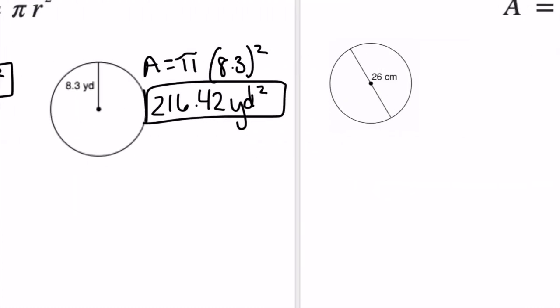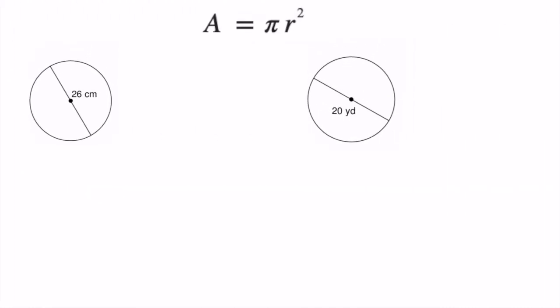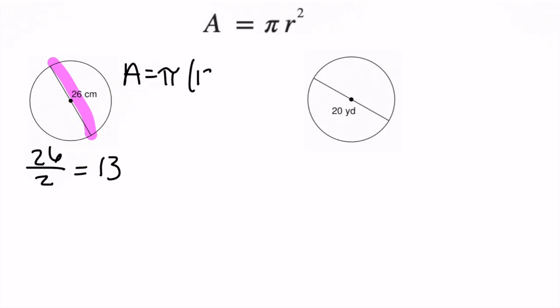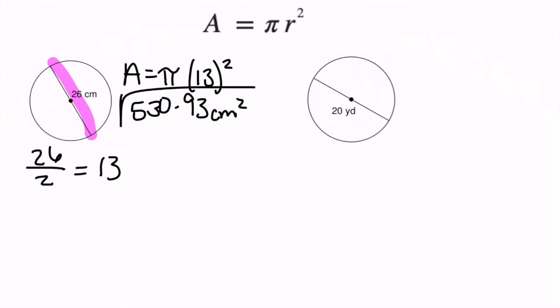Let's look at the next ones. In this one, we have the entire diameter. When we have a diameter, we have to remember to divide by 2, which means our radius is 13. So area equals pi times 13 squared, which ends up being 530.93 centimeters squared.